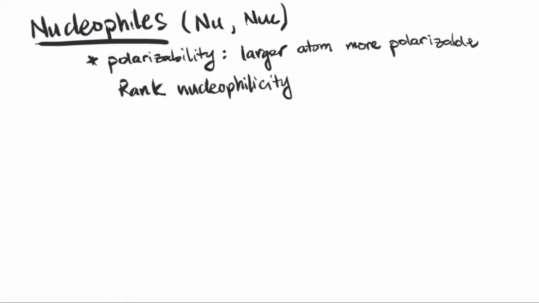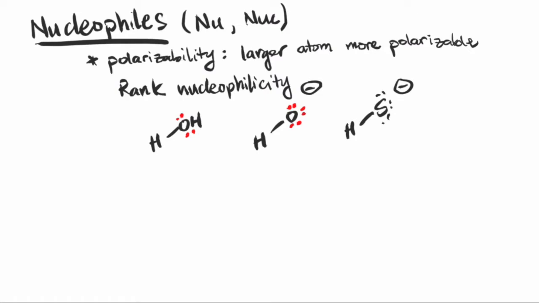So the pattern is the larger the atom, the more polarizable it is. So for example, can you rank the nucleophilicity of the following species? Let's take a look at the first two species here. Notice that they have the same nucleophilic site, the lone pairs on the oxygen. However, our hydroxide should be more nucleophilic because it has a full-on negative charge.